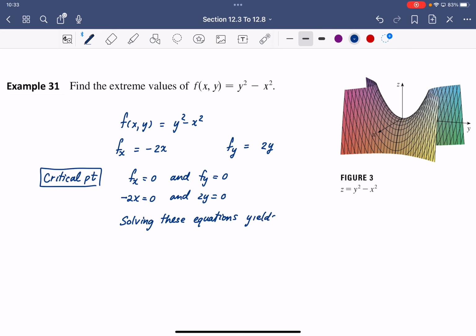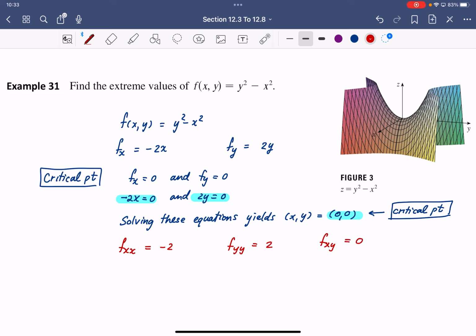Solving this yields (x, y) equal to (0, 0), right? Because this is going to give you x equal to 0 and y equal to 0. Which means this is actually your critical point. Now if you want to know if this is a local max or min or saddle point, you compute fxx one more time, so you get negative 2. fyy, you compute it, you get 2. fxy is actually 0, or the same thing, fyx equal to 0.